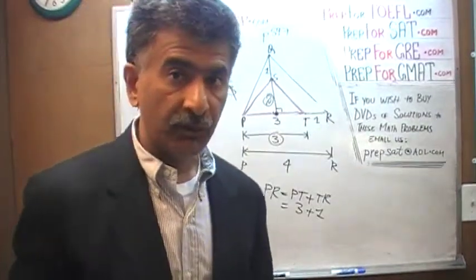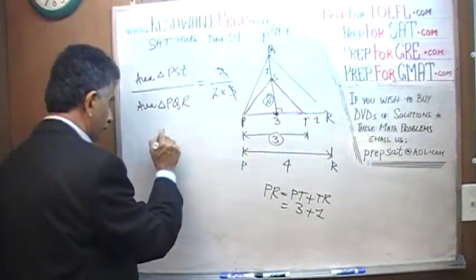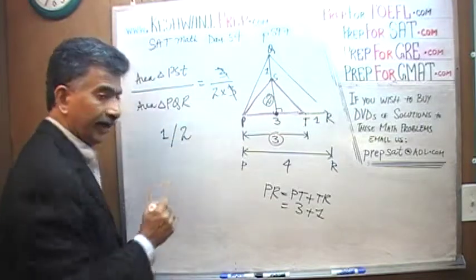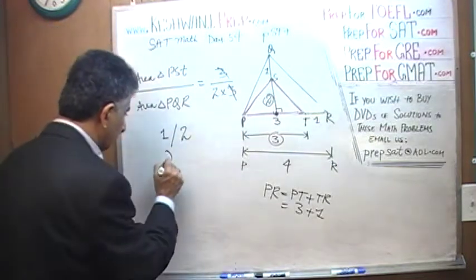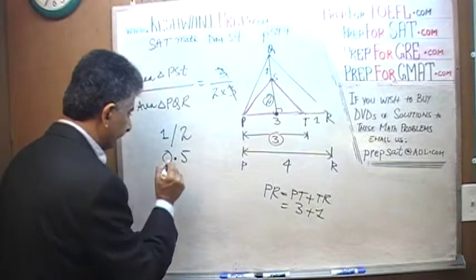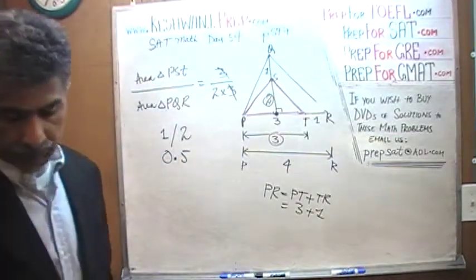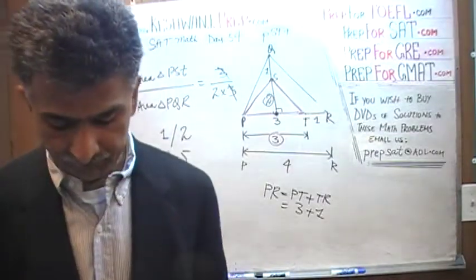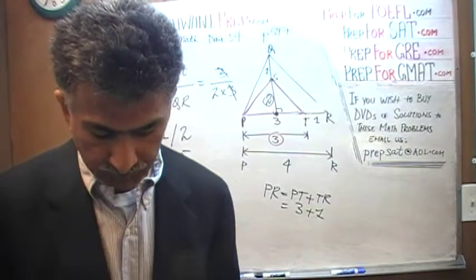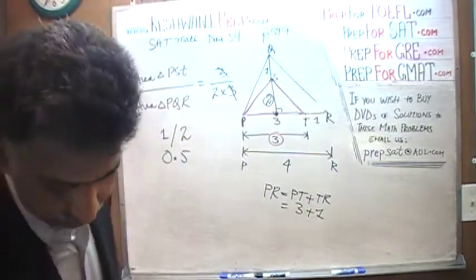Since this is a grid-in question, you can grid in 1/2 like that, or you can grid in 0.5. I prefer to keep it in fraction. Just keep it in fraction. 1/2 is simpler to do. That's it. We're done with this one.